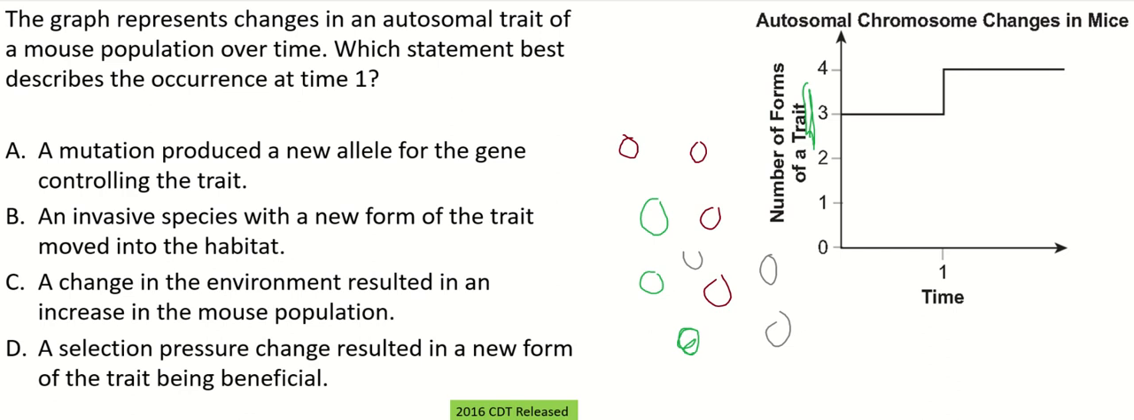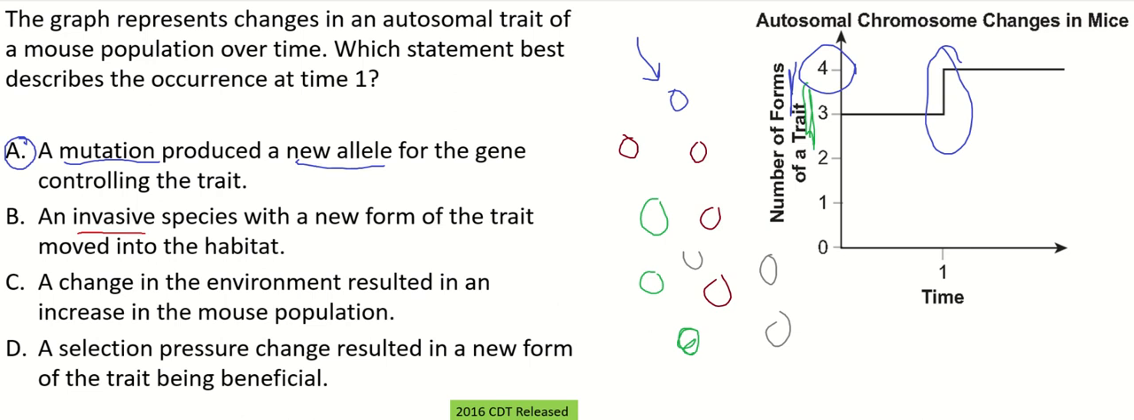All right, what could cause another color, right around there, a 4th color or 4th version, in this case color, to appear? What could cause that new version to appear? So that's the question. All right, does that help? Only mutations can create new alleles. Answer is A. All right, let's take a look at the other choices.